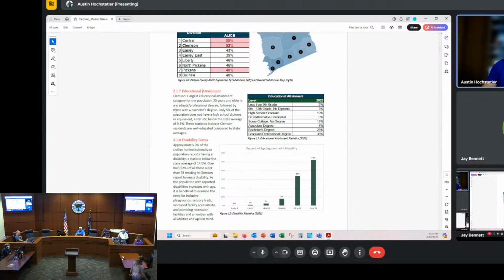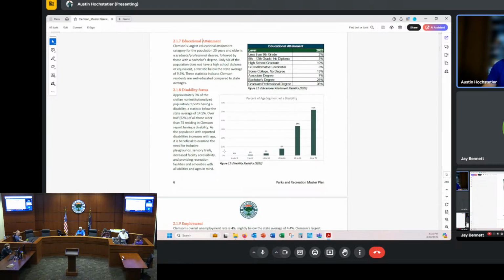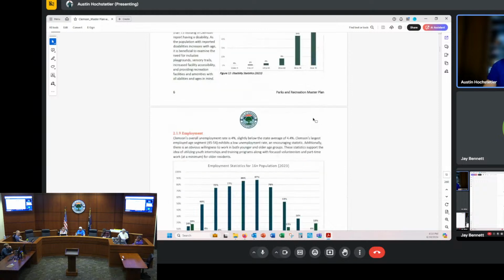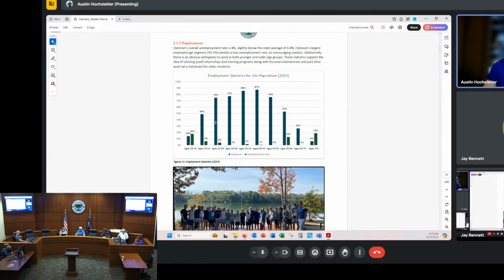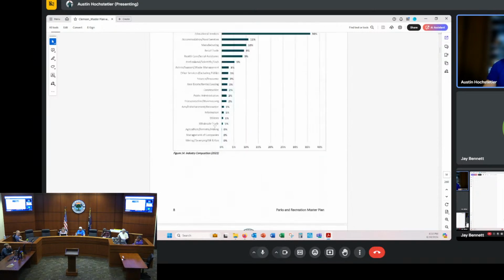You'll see educational attainment, disability status, and it makes sense that as age goes up, the percentage of people that report having various disability statuses goes up. And again, this is not just physical, this is also sensory, auditory, and all the other disabilities that are reported by the census, and then also employment statistics.